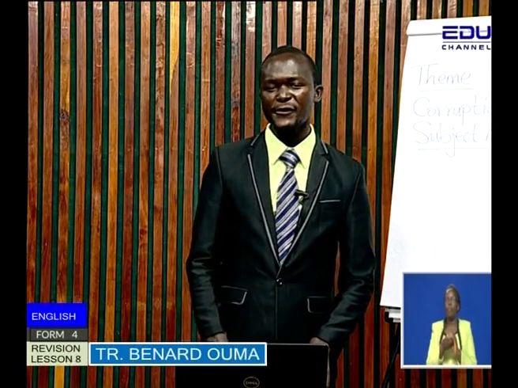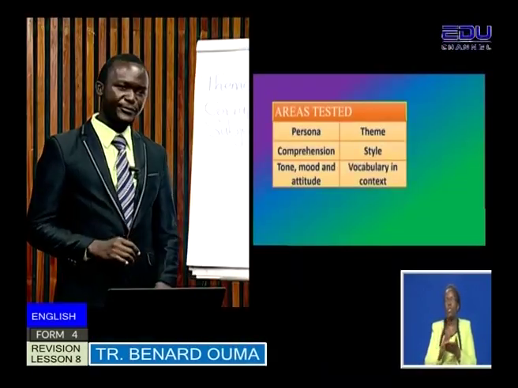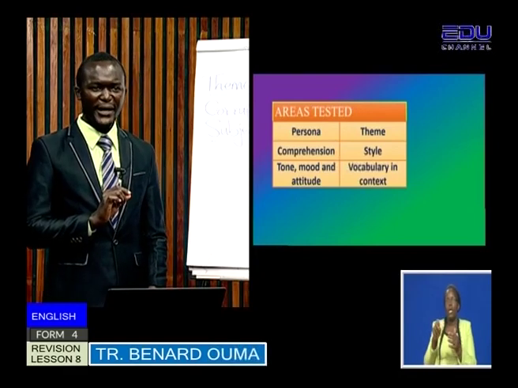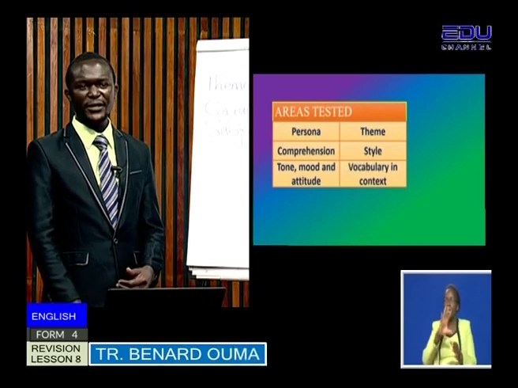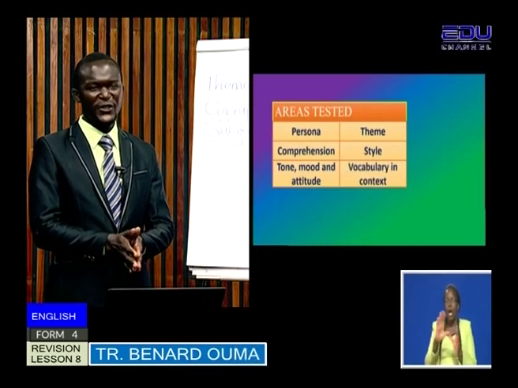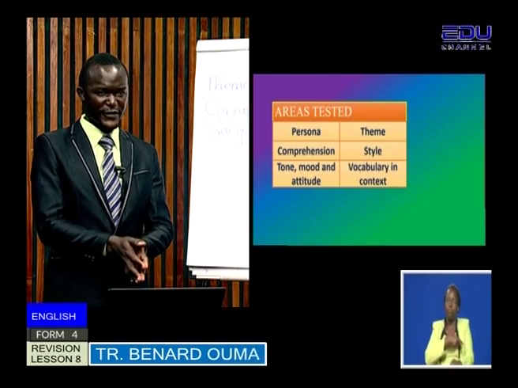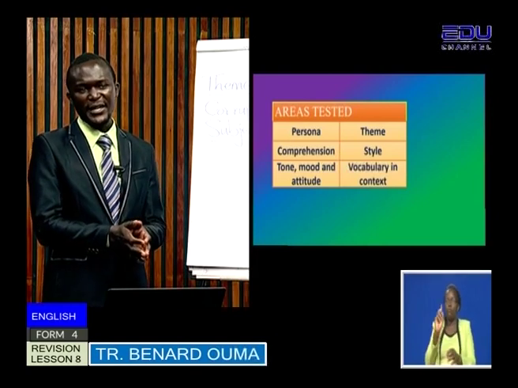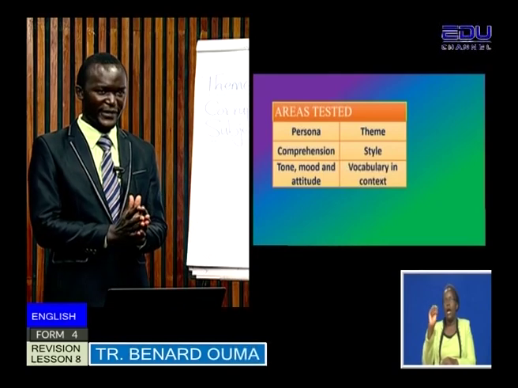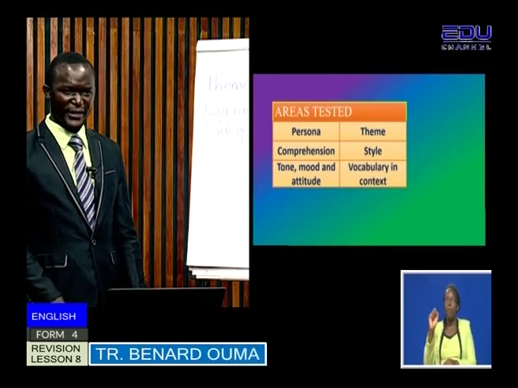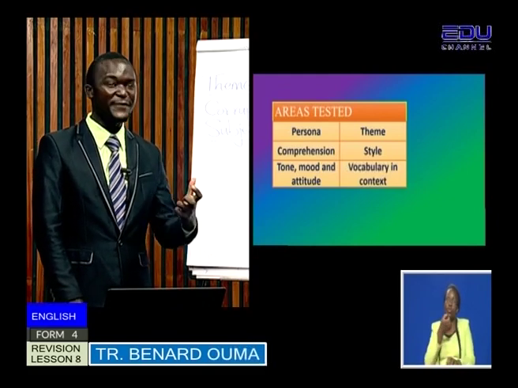Then we have vocabulary in context, where you can be given some words or phrases from the poem and asked to give their meanings. There's a slight difference between how to handle this question in comprehension and how to handle it in poetry. When it comes in poetry, first of all, ask yourself, is the poem figurative? Is there imagery in the poem? Then if there is imagery in the poem, it might just be talking about stones or sand or a river.